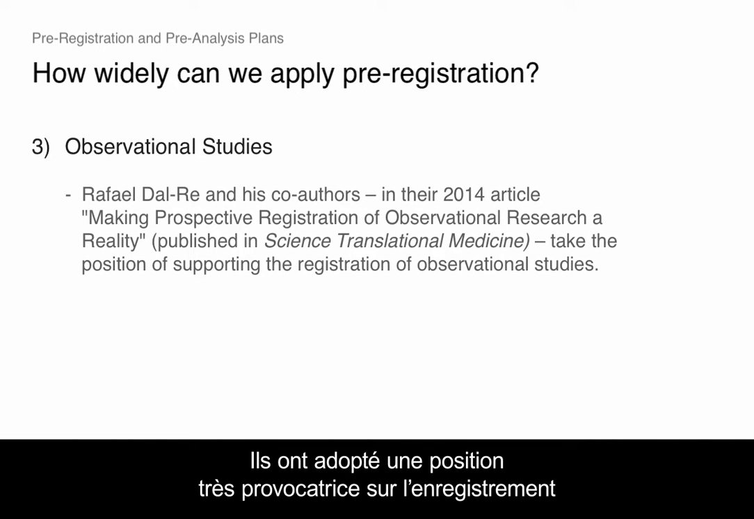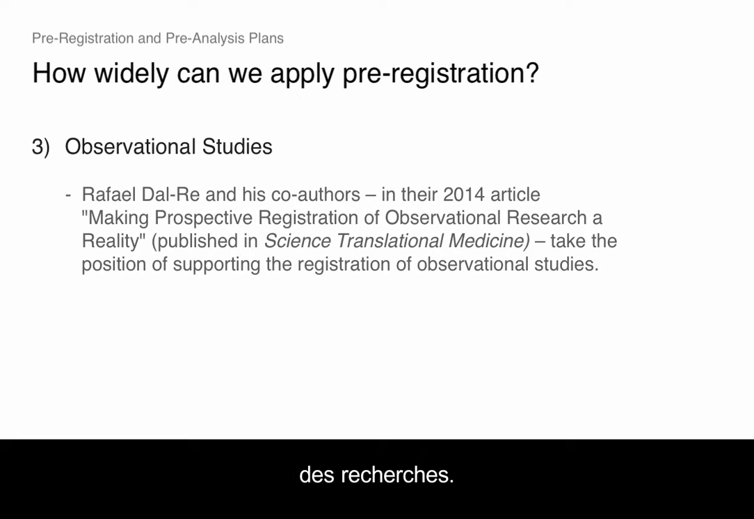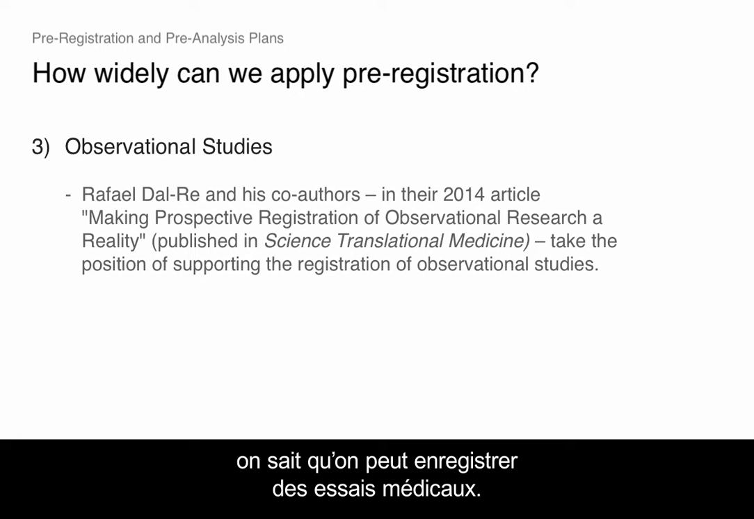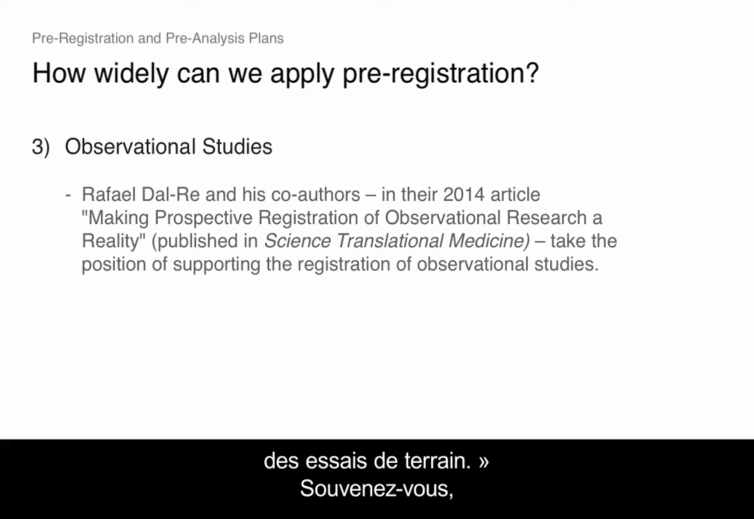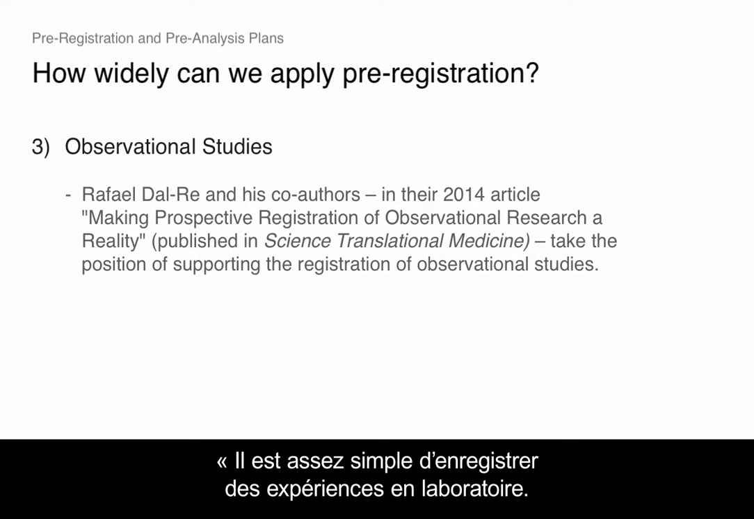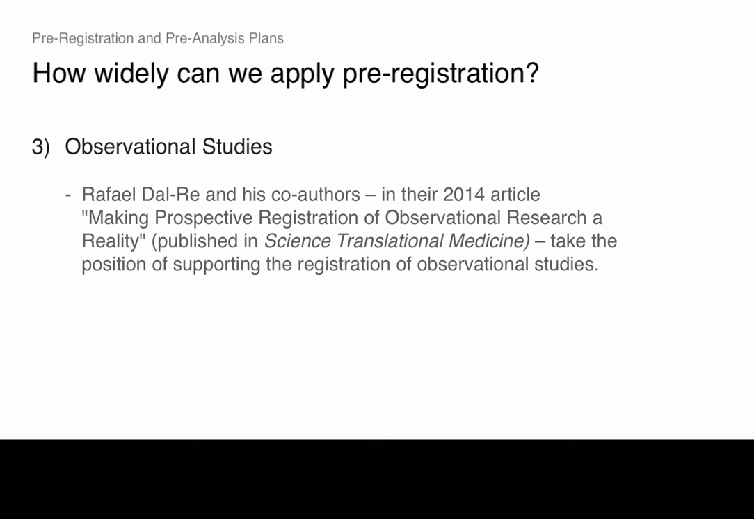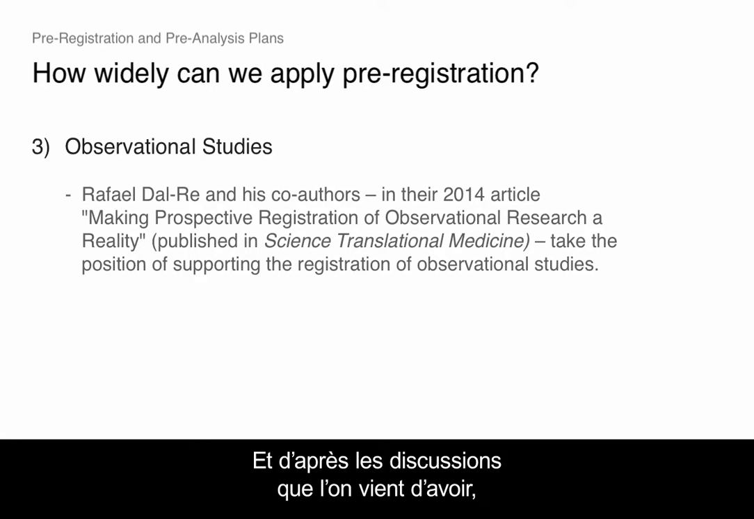They have a much more provocative position on registration of research. The starting point is, well, we know we can register medical trials. We've been doing that for a long time. We've made progress there. We know we can do field trials. Remember, there are hundreds of these field trials getting registered. We think it's pretty straightforward to register lab experiments. And we also think, based on the discussion we just had, sure, there are some limitations, but it is straightforward to register a prospective non-experimental study. This is what I'm going to do with the data.